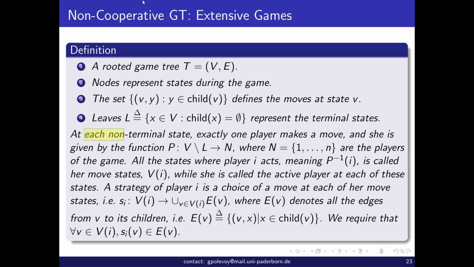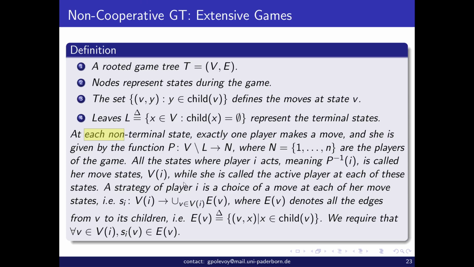You don't have to remember all those things, they are quite logical, so don't worry if you don't remember all the little things. It's important to understand it and remember the main line. But definitely you need to understand it. If not, please ask. So at all the states, the player is called the active player. Maybe it's better even to call her moving player, but well. Meaning that p minus 1 of I is the set of states where she moves, and V_I is this p minus 1 of I.